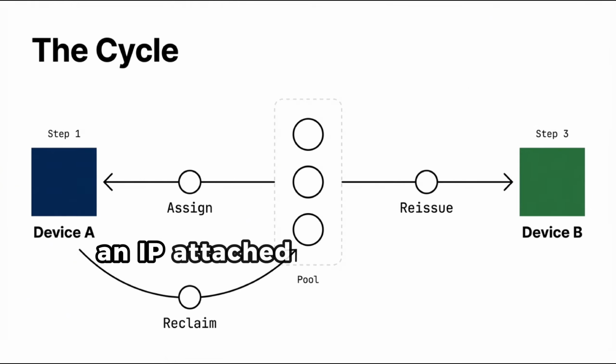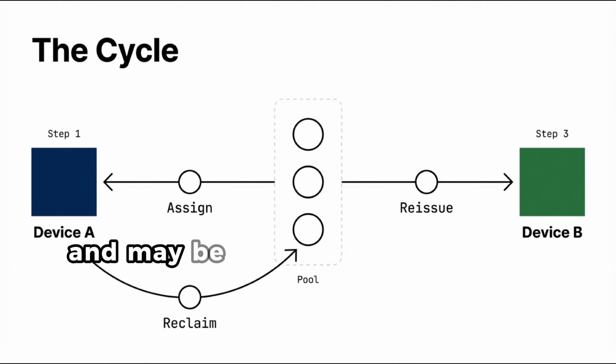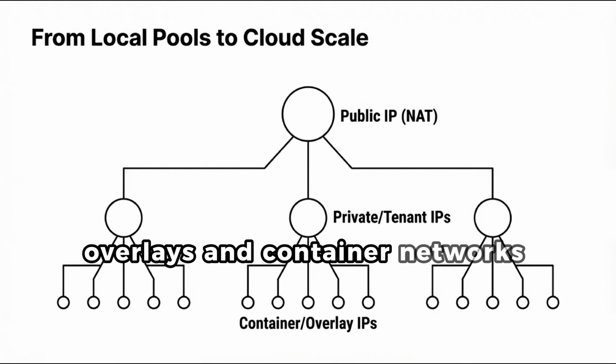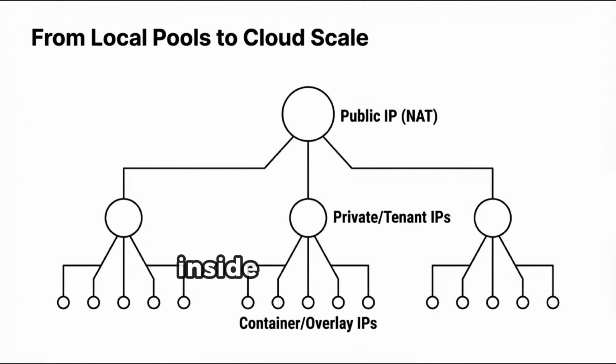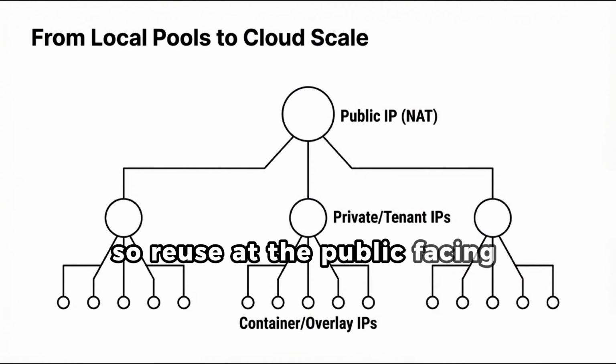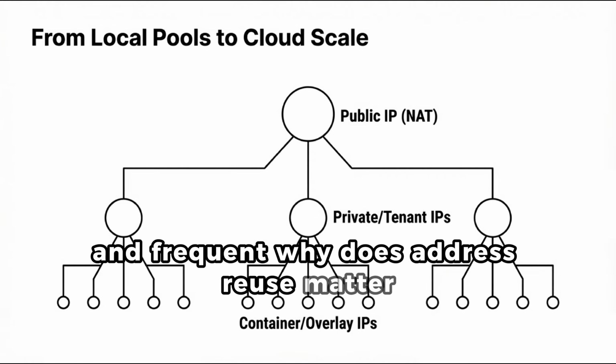An IP attached to a terminated instance is returned to the provider's pool and may be attached to a different customer later. Overlays and container networks also recycle addresses inside namespaces. NAT and port multiplexing intensify reuse on the public side. Thousands of private addresses may share a single public IP via translation, so reuse at the public-facing boundary is deliberate and frequent.